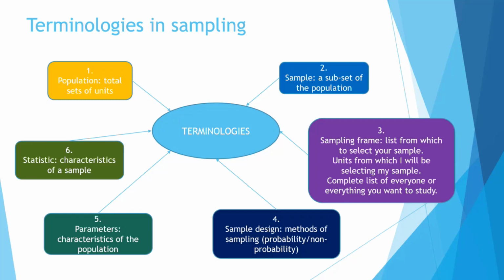Then I think the other point which I need to talk about here under number 3, in regards to the sampling frame, it says it's a unit from which I will be selecting my sample, a complete list of everyone or everything you want to study. In other words, my example says 30 teachers, and I must make sure that I reach all the 30 teachers. Therefore, that's why I have to decide to use a certain sampling design.